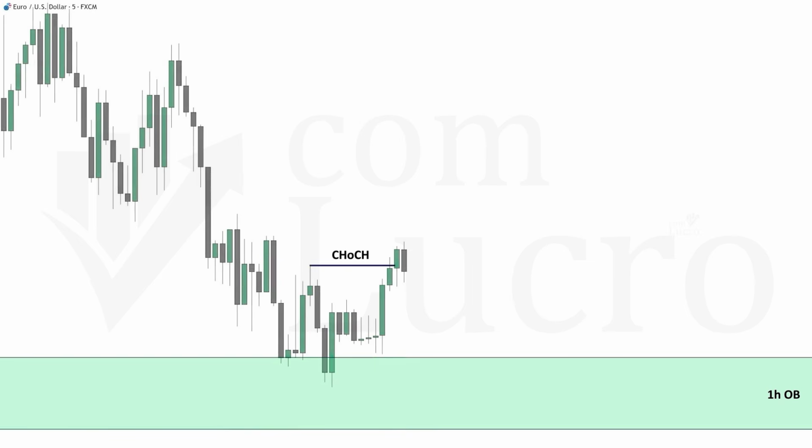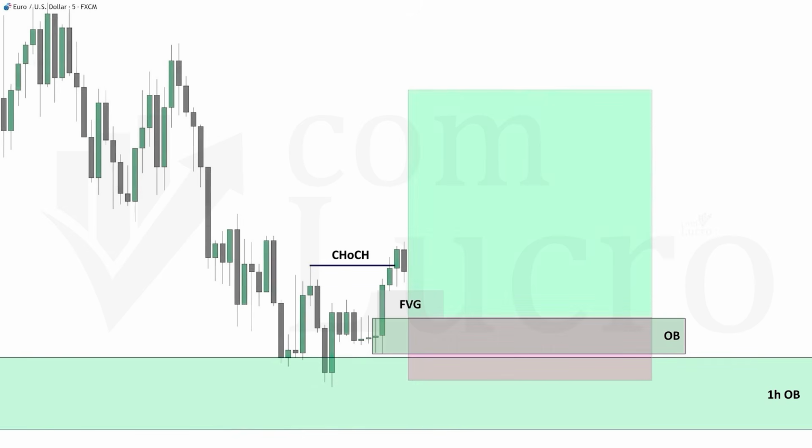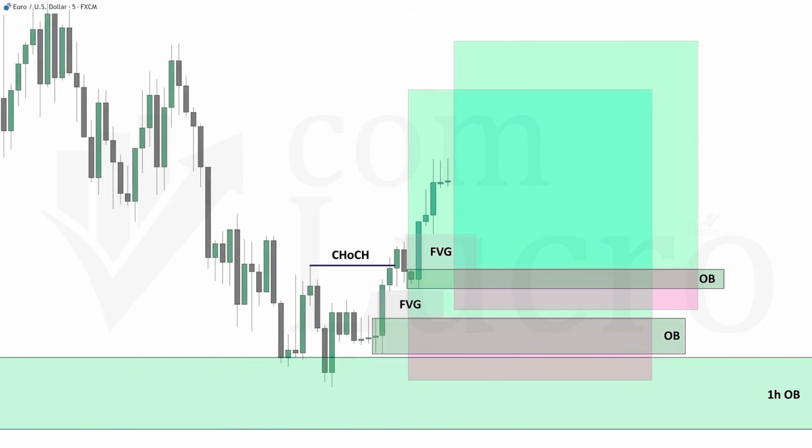This tells us the short-term downtrend has ended, and we can now start looking for long setups with confidence. The next step is to wait for price to form bullish order blocks, and then use them as entry points. Here, the market creates its first bullish order block, so we open a long position. As price continues to push higher, another order block forms, but this time without invalidating the previous setup. We open a second long trade based on this new formation.